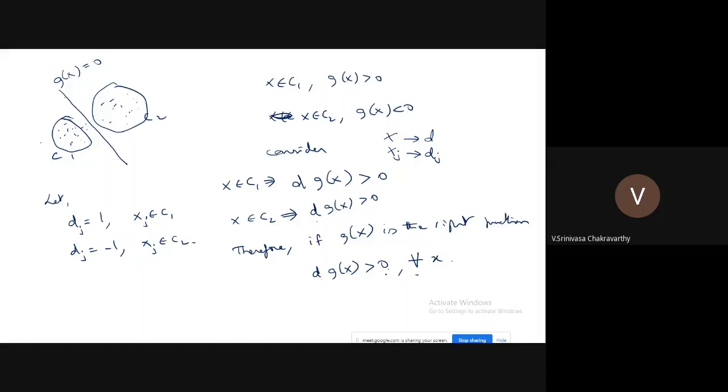g of x is positive for all data points. So for that, what we will do is we'll start with some random. So finding g of x means finding w and w naught. So w is a vector, w naught is a scalar, right? Finding these two things. So how do you do that?